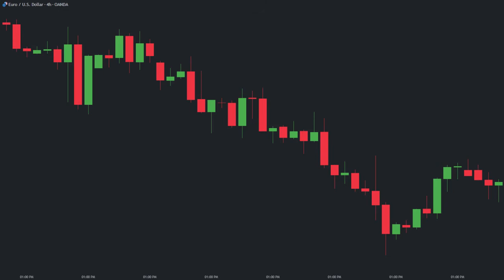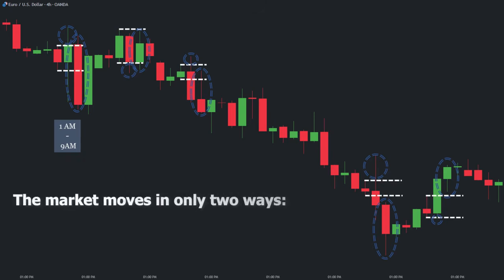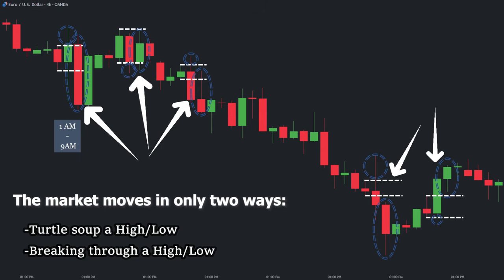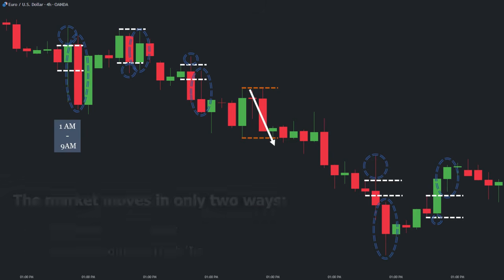By reviewing the chart on the 4-hour time frame, we can see that this pattern has repeated between 1 and 9 a.m. During this interval, the market has moved in one of two ways. Either a turtle soup pattern has formed, or the price has broken through either the high or the low. This is also clearly visible on the chart. Between 1 and 9 a.m., the market either forms a CRT pattern due to a turtle soup setup on the second candle or breaks through the range candle without any manipulation.